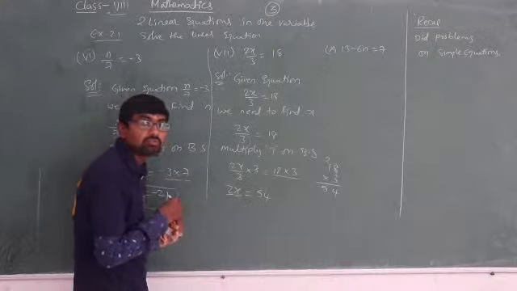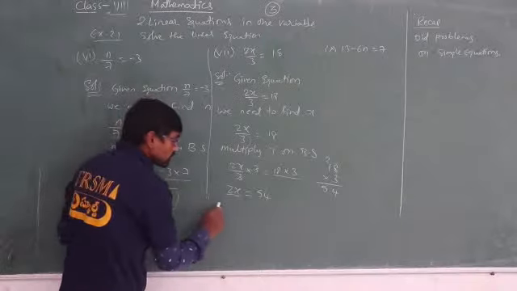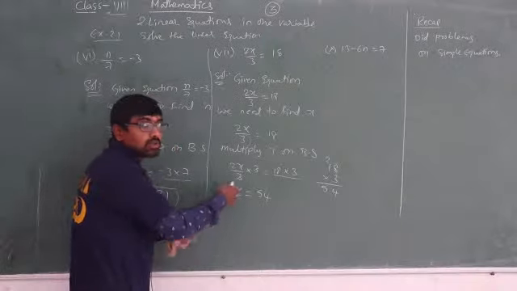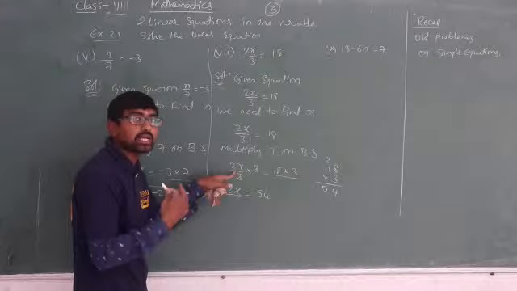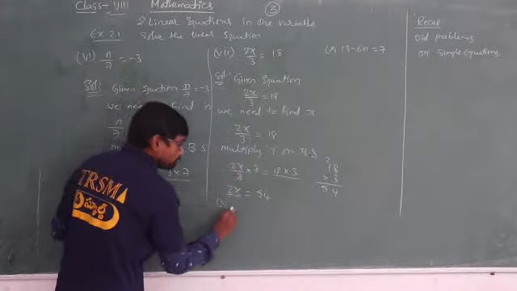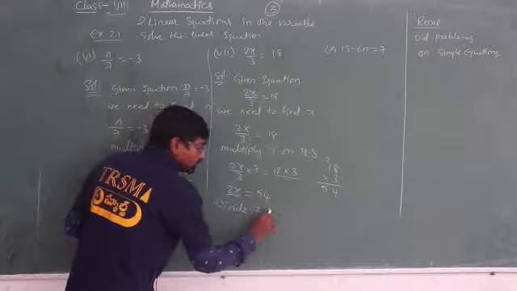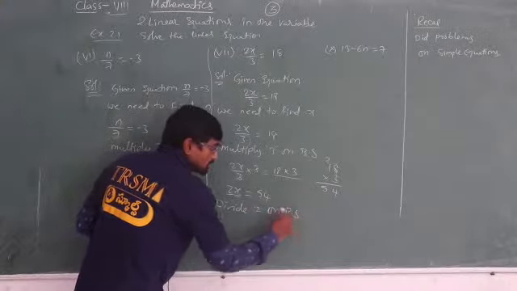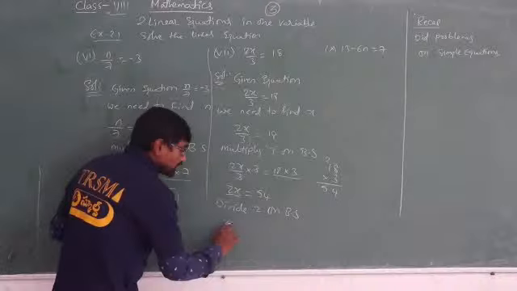What is the multiplicative inverse of 2? 2. So here it is multiplying, so I have to divide. Whenever the number is dividing, I have to multiply. Whenever the number is multiplying, I have to divide. So divide by 2 on both sides. So how much will I get?